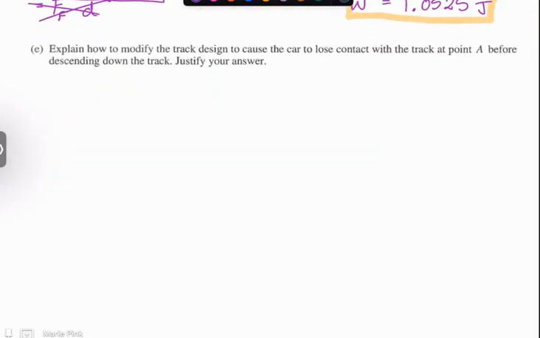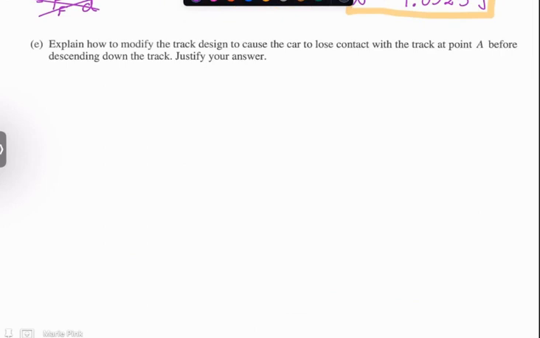The first thing that we need to talk about is what does it mean when you are losing contact with the track? Well, at that point, if you're going over the top of the hill, that means the track is not pushing up on you anymore. It's not that you have a bigger normal force, it's that your normal force is now 0. So that means that the only force acting on you at this point is going to be Fg.